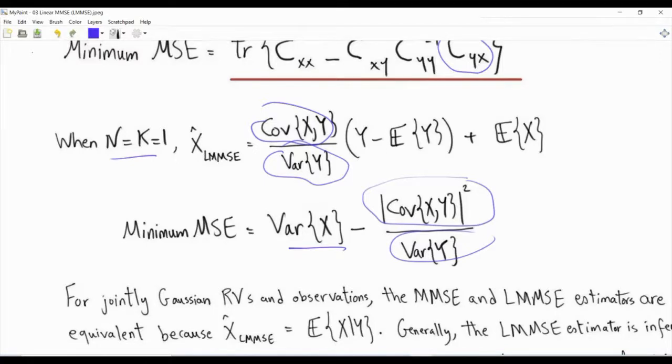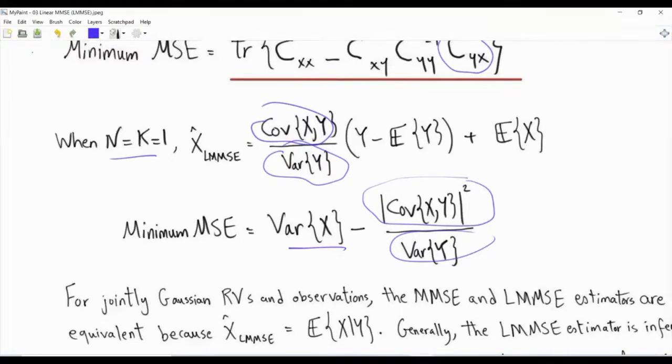LMMSE typically is not the optimal estimator in a mean squared error sense, because typically, if you go and solve the MMSE problem, your function is not linear. However, there is a class of random variables for which LMMSE is the same as MMSE. This is the class of jointly Gaussian random variables.